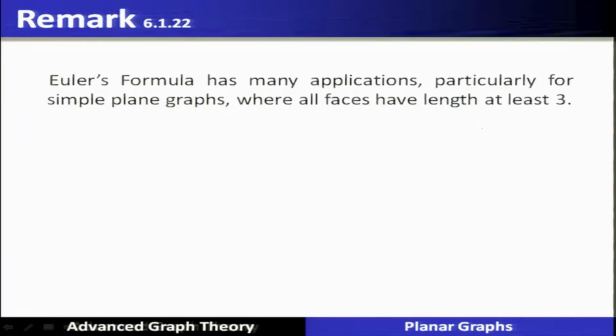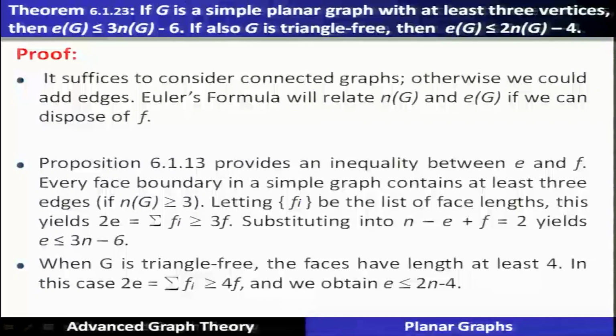So, Euler's formula has many applications, particularly for simple graphs where all faces have length at least 3. Let us use this particular remark as a theorem. If G is a simple planar graph with at least 3 vertices, then E is less than or equal to 3n minus 6. Let us prove this. It suffices to consider a connected graph, otherwise we would add edges. Euler's formula will relate n and E if we can dispose of f.